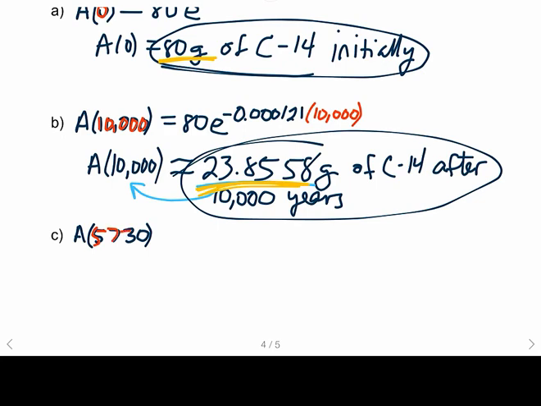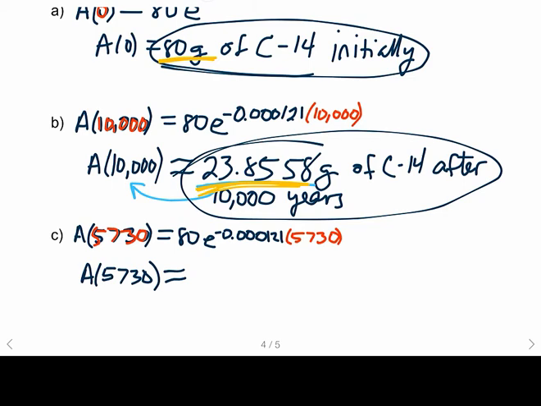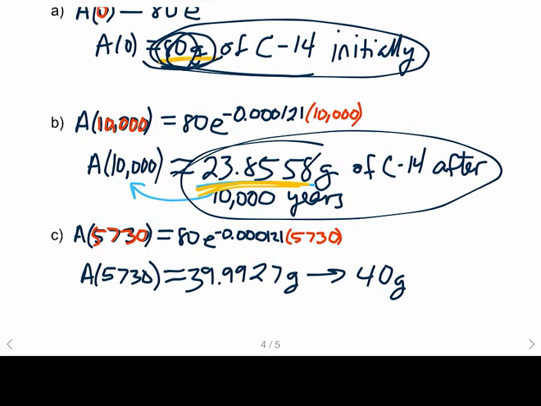Next, we're going to look at A of 5,730, and so what I'd like for you to do is pause the video and crank that out, see if you can figure out what that means. So plugging in 5730 in place of t, I get that A of 5,730 years is about 39.9927 grams. Let's go ahead and round that off to 40 grams.